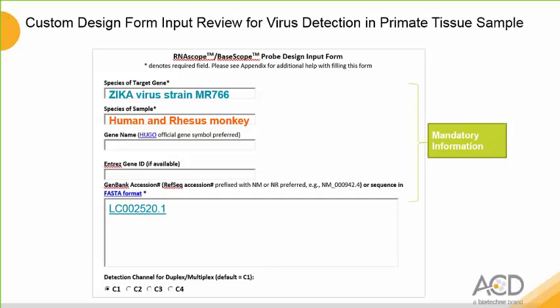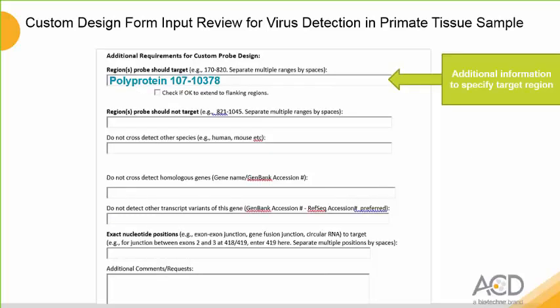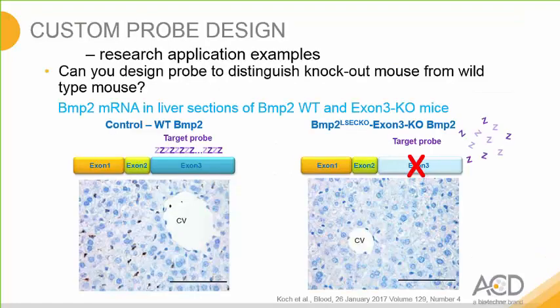We also ask you to specify the sequence or accession number of this virus strain you are interested in. You can also specify a particular virus gene or a region as target. For example, here we can make a probe targeting within the polyprotein region of Zika virus. We also frequently design custom probes for verifying knockout mice.